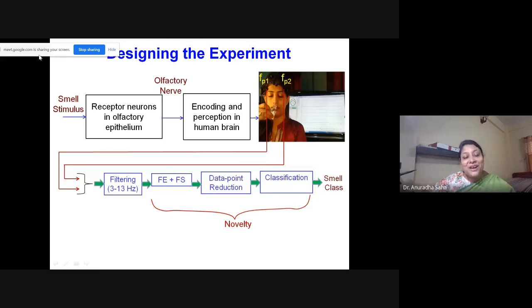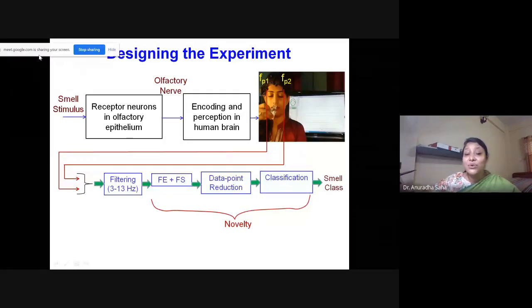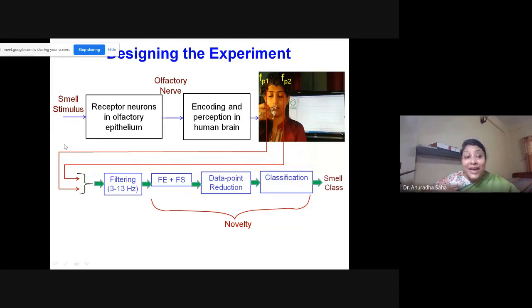Now we can design our experiment. So what does this particular designing involve? That involves that we are going to get the smell stimulus. Smell stimulus means that you can see here that a subject is offered some kind of smell, some kind of aroma, which is basically taken into a glass bottle.